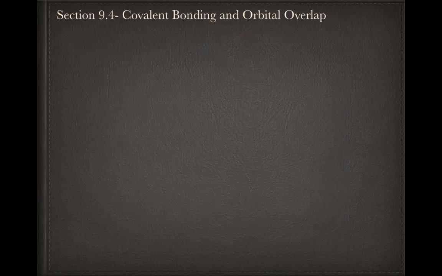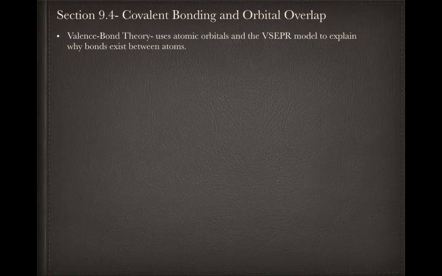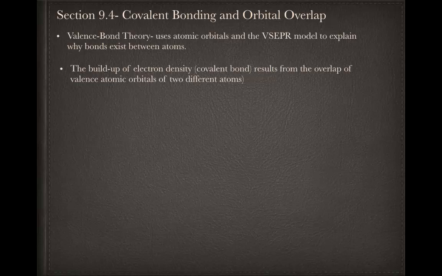We're now going to take all of these concepts that we've been talking about for the last couple of units, so the VSEPR theory, which we just looked at, and also orbitals, and we're going to consider them together by looking at the valence bond theory. That takes the concept of atomic orbitals in the VSEPR model, and it explains why bonds exist between atoms. What it specifically states is that the buildup of electron density, remember we talked about the fact that the electrons of opposite atoms are attracted to the nuclei, and therefore you have a large electron density in between atoms, which is the covalent bond. The valence bond theory states that that results from the overlap of atomic orbitals.